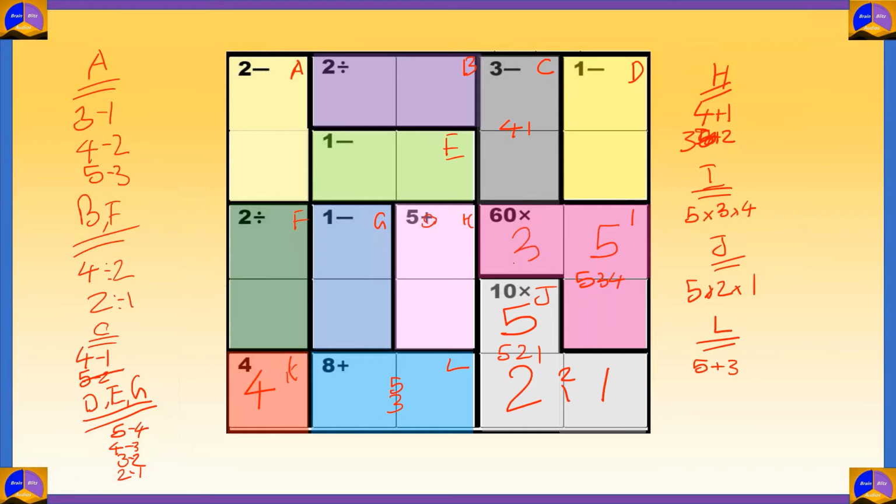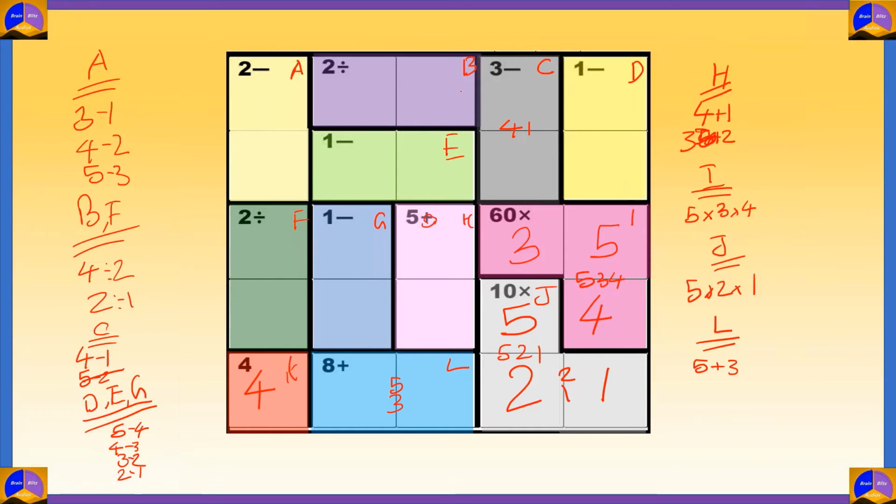So 3 will come here, and for completing cage I, 4 will come over here. Now, let's look at cage D. In that column, the remaining numbers are 2 and 3. 3 minus 2 makes up 1, so it will come over here.